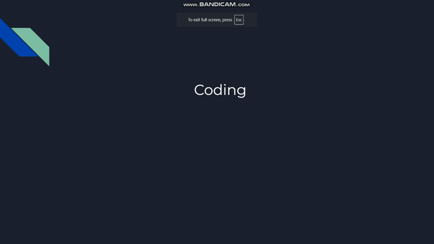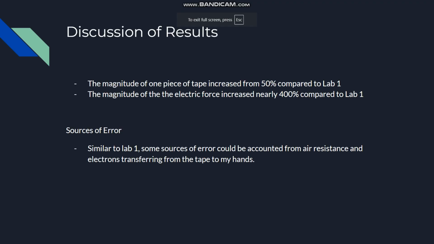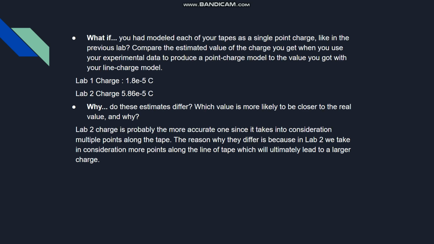So back to the presentation. Discussion of results. The magnitude of charge on one piece of tape has increased about 50%, while the magnitude of the electric force has increased by nearly 400%, so that's 4 times. Some sources of error could be similar to Lab 1: air resistance and electrons transferring from the tape to my hands. Since this isn't a perfect experiment, electrons do transfer. So we're going to go to our what if.